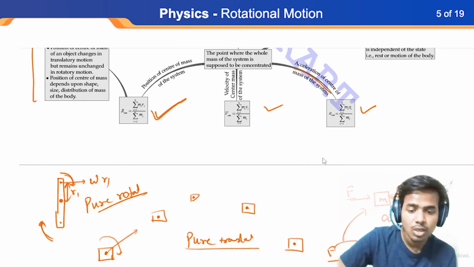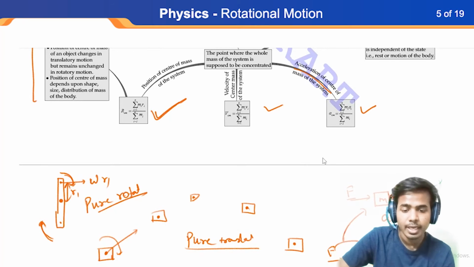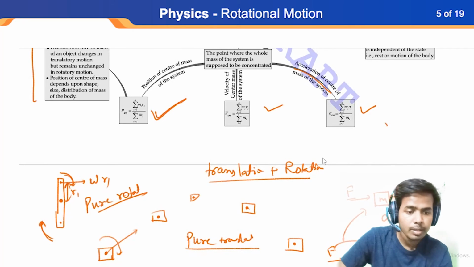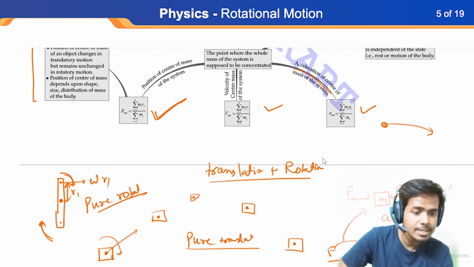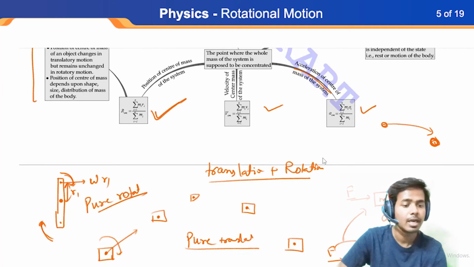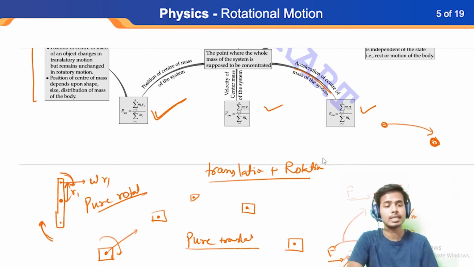But there is another thing called mixed rotation and translation. There can be another case, translation plus rotation. For example, if you look at a cricket ball, when the ball is delivered, it is undergoing projectile motion, but at the same time it is spinning around its axis, right? So that is an example of translation as well as rotation.